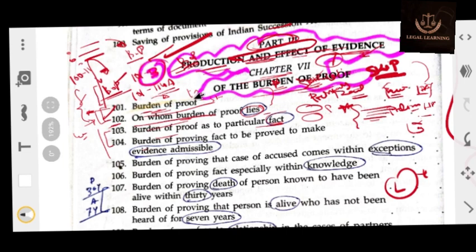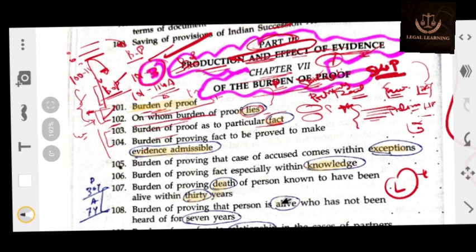So BOP is the first. Done. Then I'm highlighting only important things. Then lies I'm highlighting, then fact I'm highlighting, then evidence admissible I'm highlighting. Okay, then exception, then knowledge. That's how I'm highlighting the things that are important.